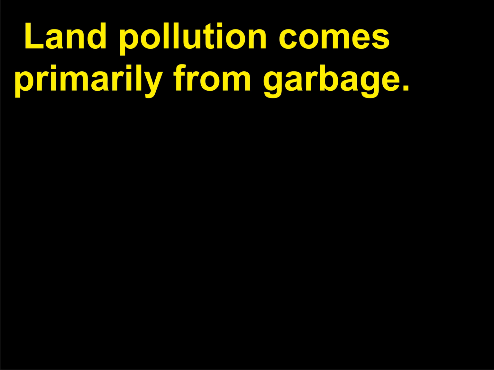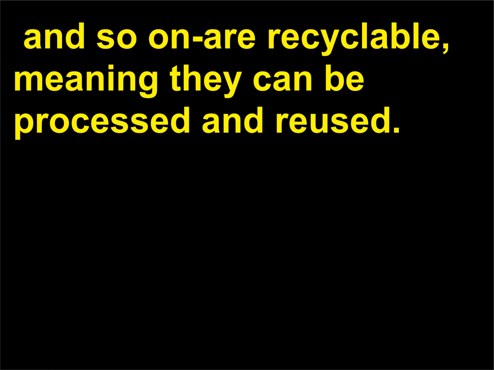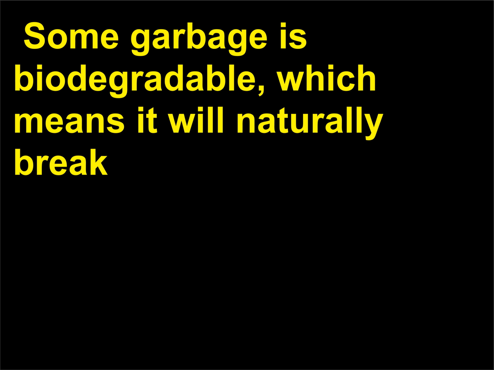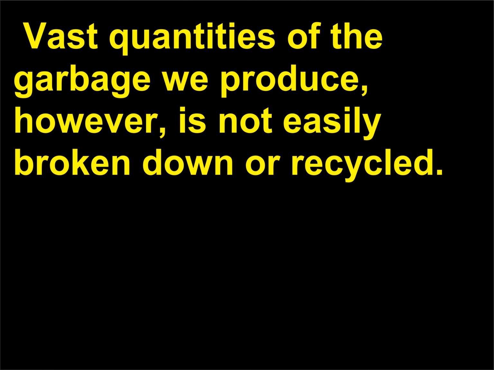Land pollution comes primarily from garbage. Some types of garbage: paper, plastic, some metals, glass, and so on are recyclable, meaning they can be processed and reused. Some garbage is biodegradable, which means it will naturally break down into tiny particles that can be reused by the environment. Vast quantities of the garbage we produce, however, is not easily broken down or recycled.